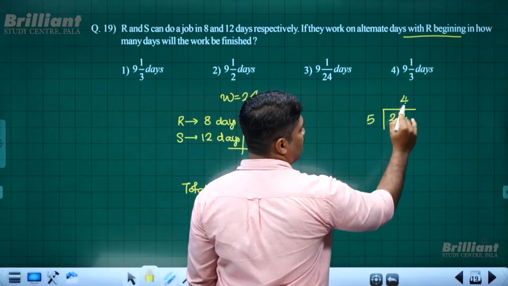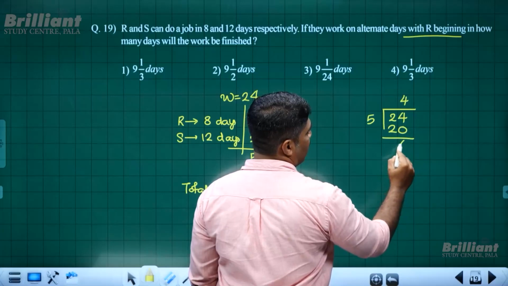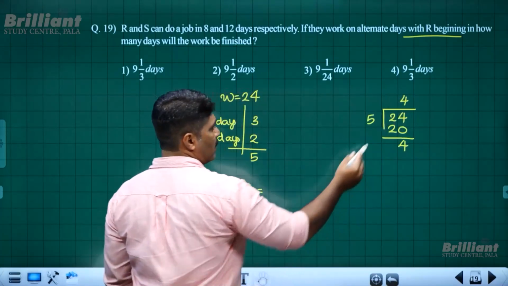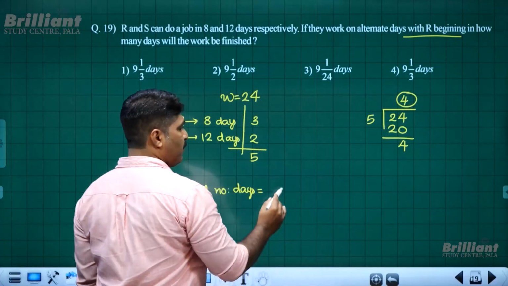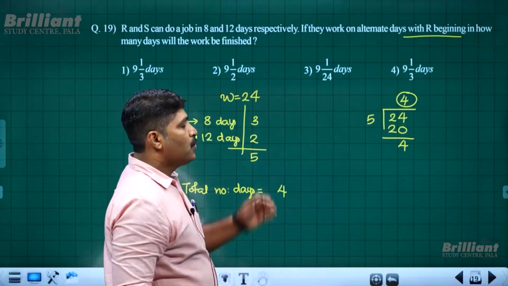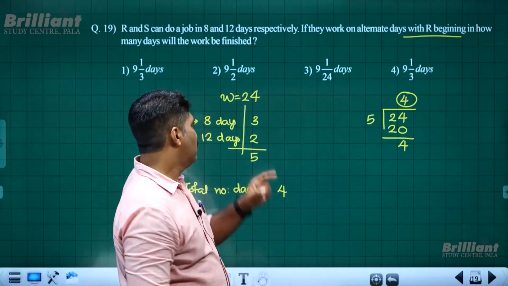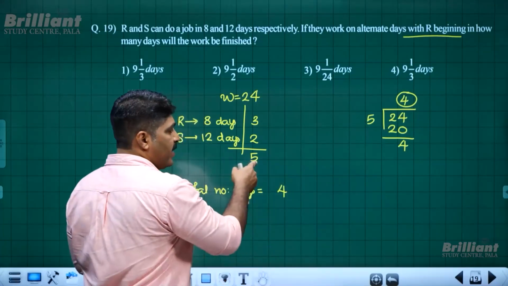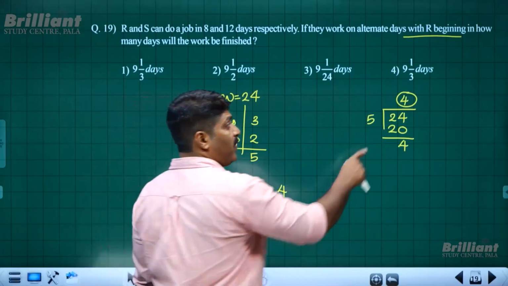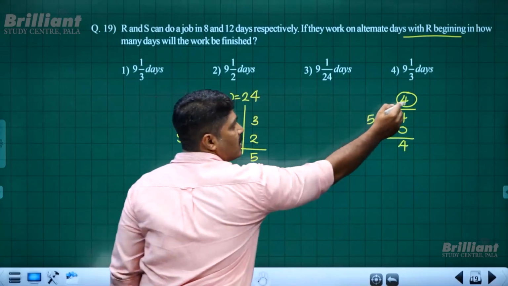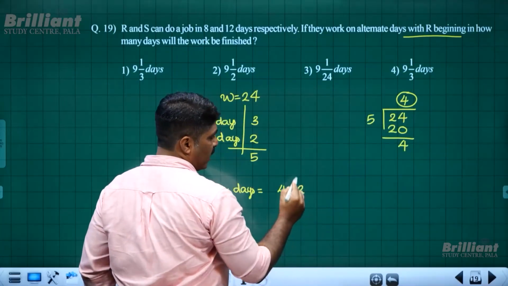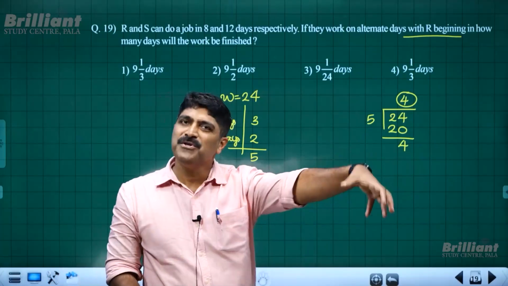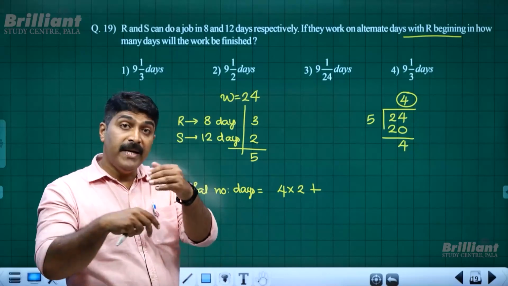So here we know that 4 times 5 is 20, and remaining 4 work is here. So what will happen here? If we are considering 2 days, so R at first, S second. In 2 days, they can finish a total quantity of 5 units of work. How many such 5s lie in 24? There are 4 such 5s. That means 4 into 2 days plus remaining 4 units of work. 4 books remain there. So who will work immediately on the next day?